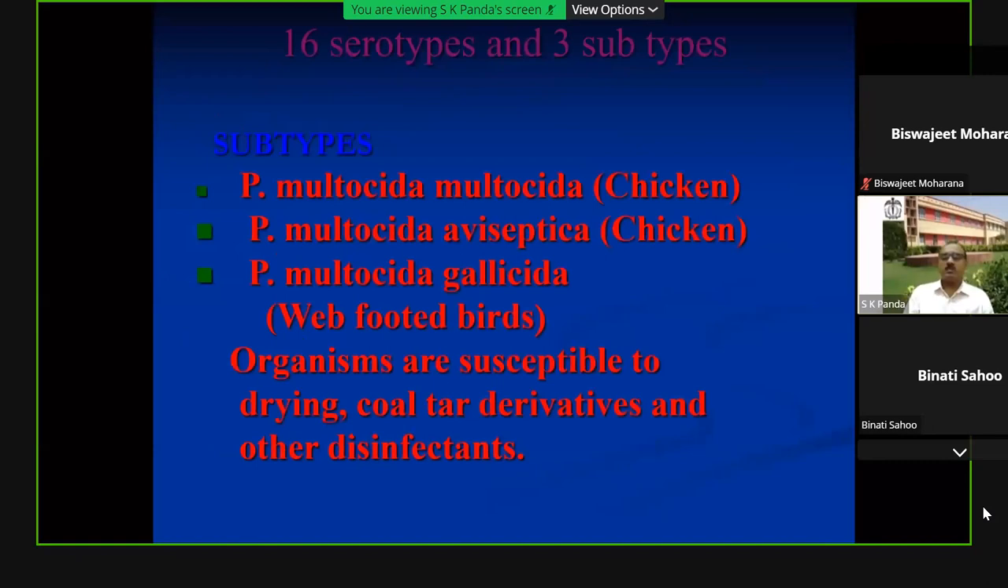Pasteurella multocida in chicken, Pasteurella multocida septica. These organisms are mostly susceptible to drying, heat, and other disinfectants. If any bacteria is susceptible to drying or disinfectants, then it is a very good thing, because we can control the disease very easily. This bacteria will be removed from the environment easily with application of antiseptics, even sunlight. So though there are a very high number of serotypes and the disease is very highly pathogenic, sometimes coming in a severe way, killing the bacteria outside the host is very easy.